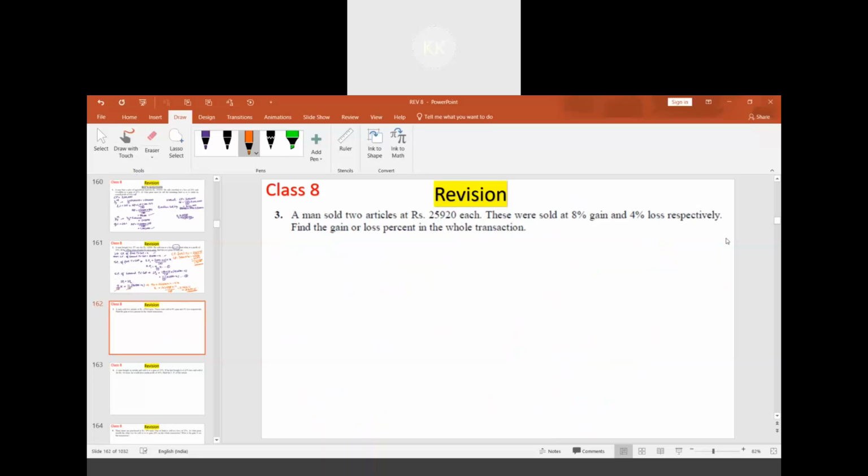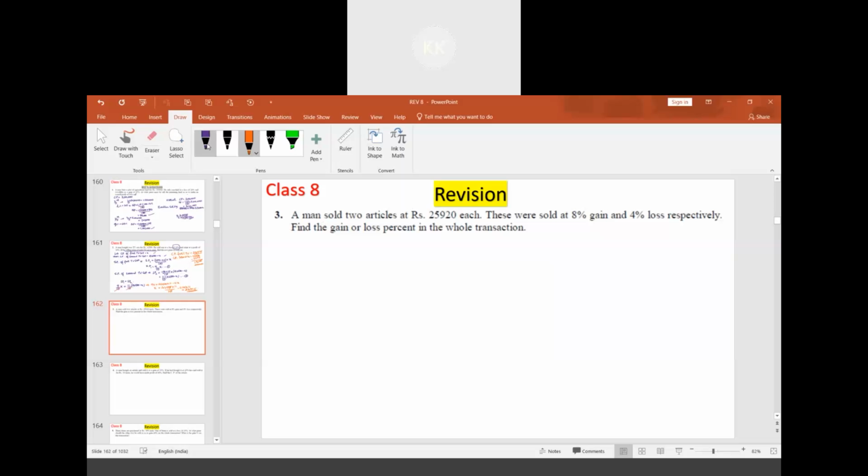A man sold 2 articles at 25,920 each. These were sold at 8% gain and 4% loss respectively. Find the gain or loss percent in the whole transaction. So here there is a gain on one article and a loss on the other article, but the selling price of each article is 25,920. What is not known is the cost price. The cost prices of the articles are not known.